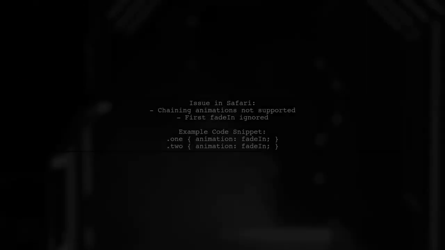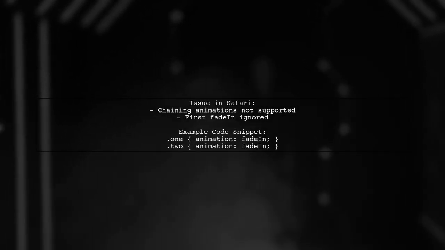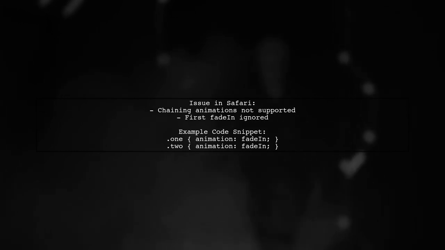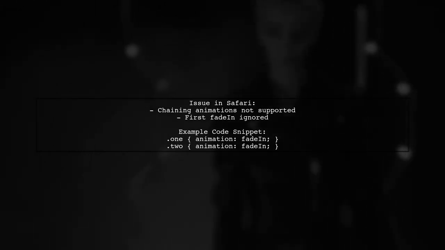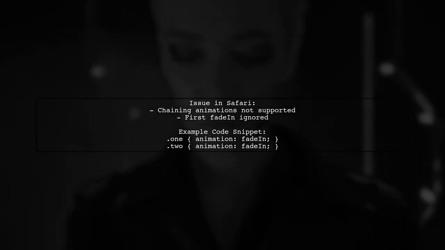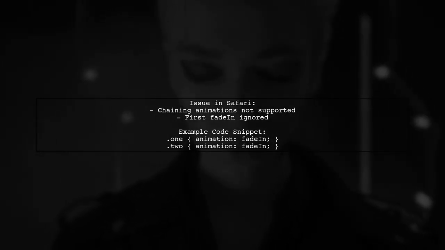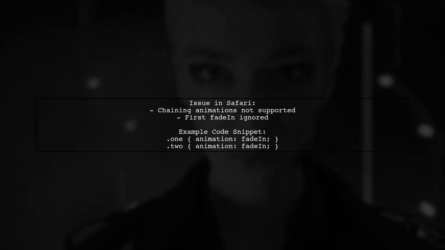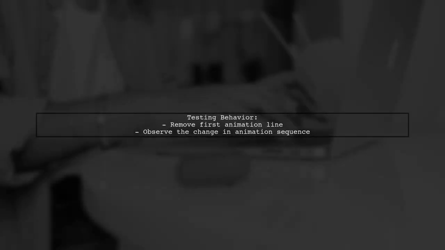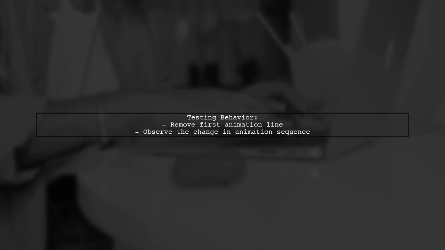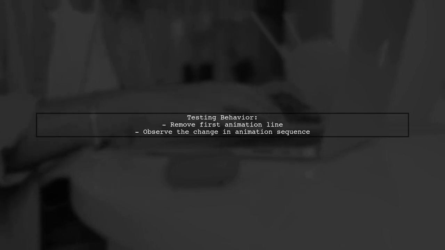Let's now look at another user-suggested answer. In Safari, chaining animations doesn't work as expected. The first fade-in animation is ignored, and it jumps straight to the second one. When the first animation line is removed, the behavior changes, confirming the issue with Safari's animation support.